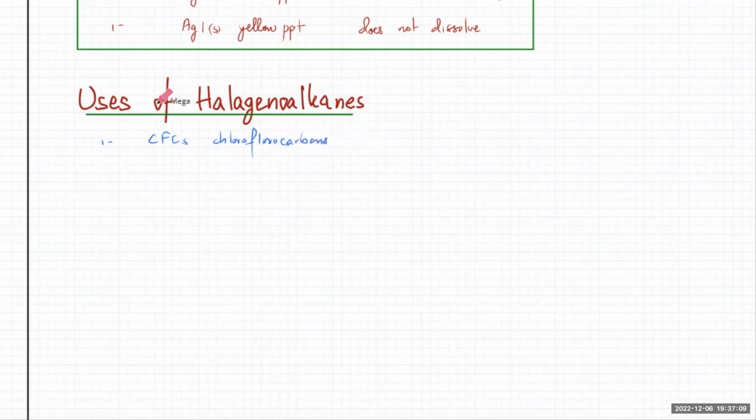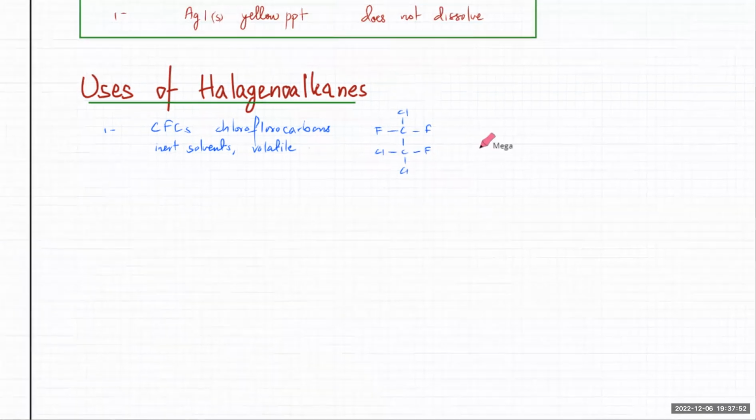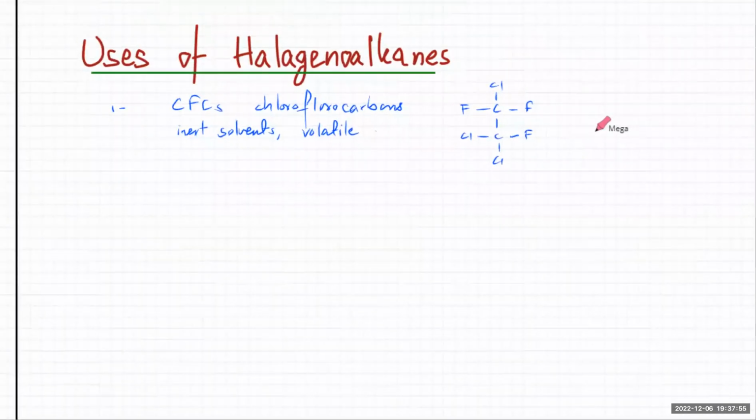So now CFCs are kind of like very very important compounds because they are inert solvents, very inert, and they're very volatile as well. So CFC is this thing that it's got carbon with fluorines and chlorine. So you can have a bunch of carbon atoms bonded with fluorines and Cls. Industry में they're used as inert solvents, volatile.